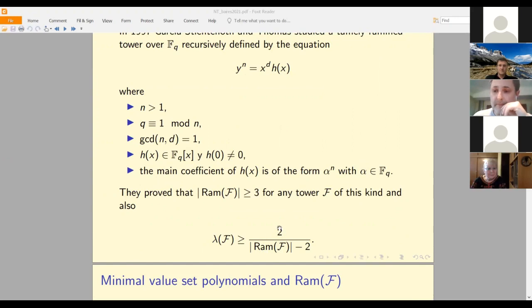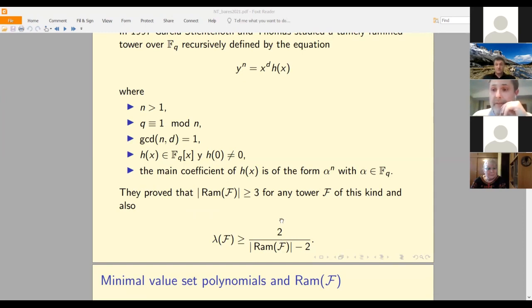So for example, you can see here why you want this set to be as small as possible. The smaller this set is, the bigger is the limit of the tower. And the bigger the limit of the tower, the better it is for applications in coding theory, cryptography, etc.